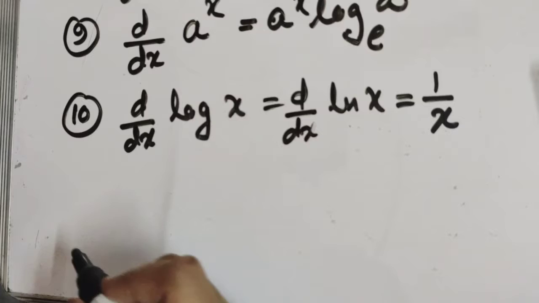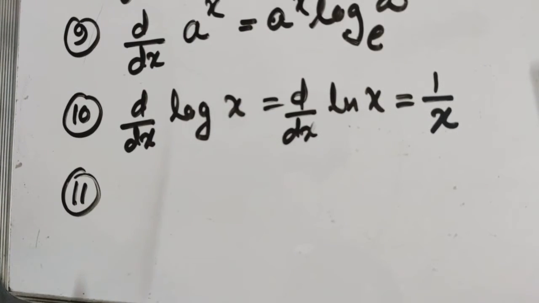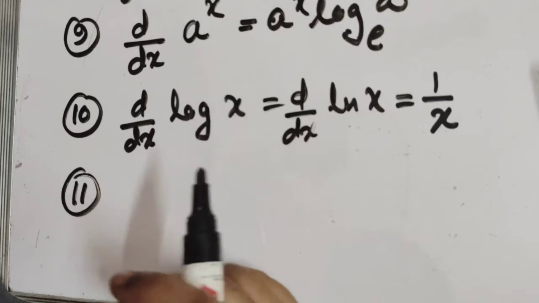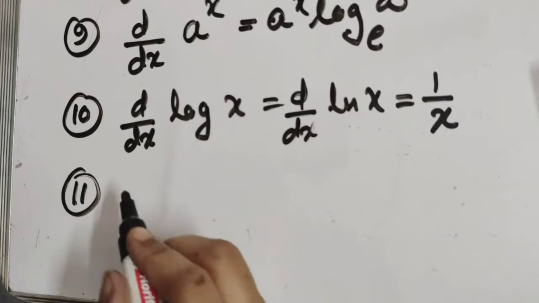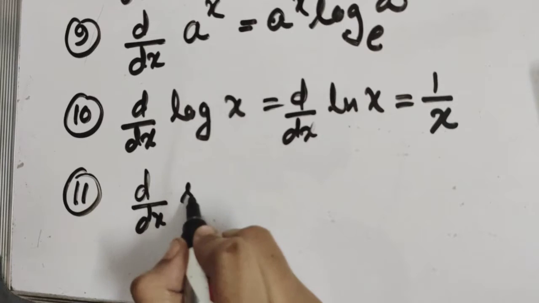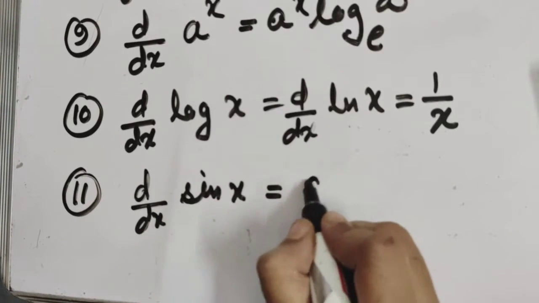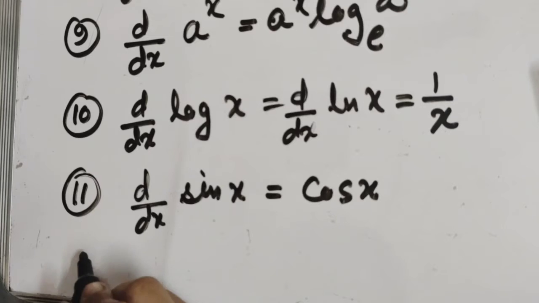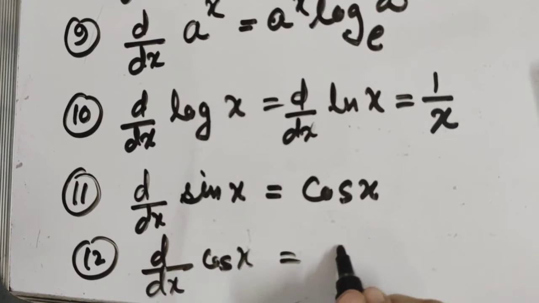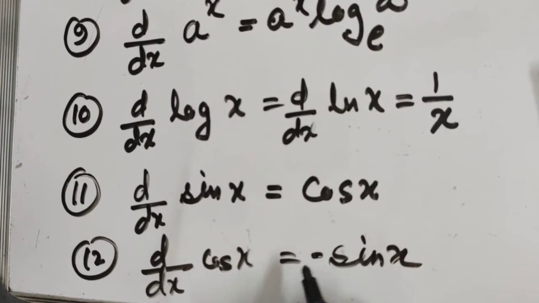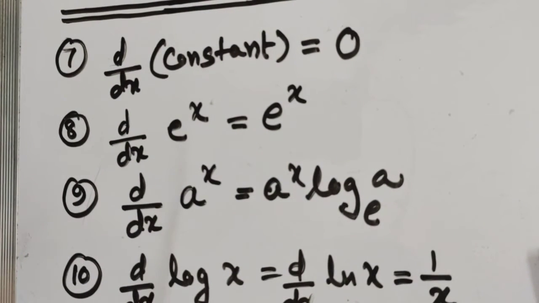Now if you ask me what the formulas of trigonometric terms are, obviously there are various formulas for trigonometric terms. Let's see. d/dx of sin x: what is the derivative of sin x? That is cos x. Now what is the derivative of cos x? That is sin x but with a negative sign. Now what is the derivative of tan x?